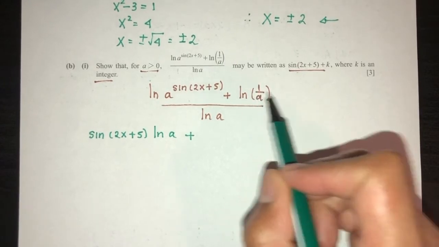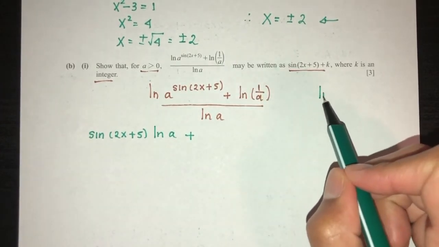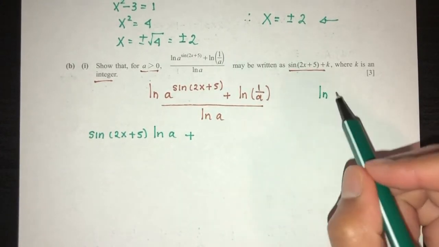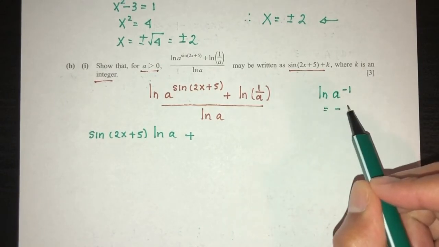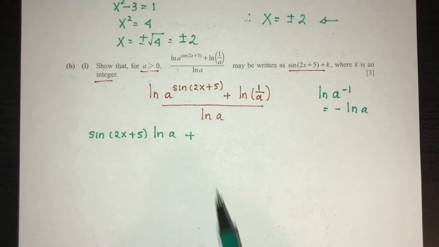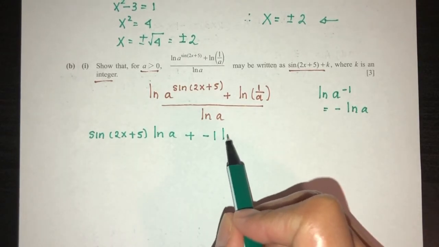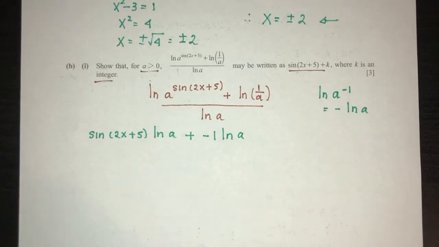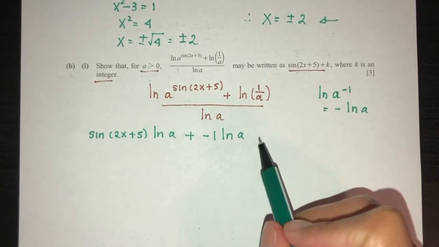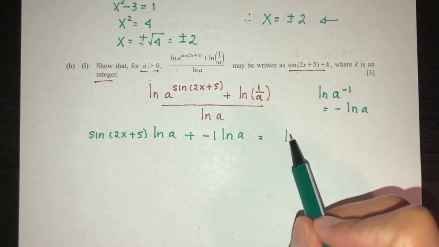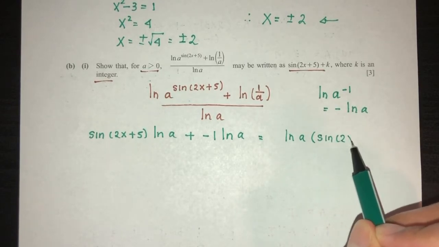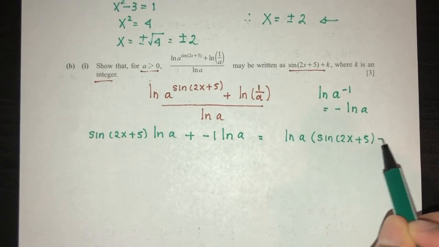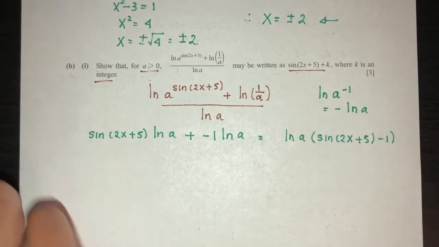Now how about this one? I can rewrite this as ln, we can put the a up. You will have a to the power minus 1, which is equal to minus ln a. So it becomes minus 1 times ln a. Now the next step is we can factorize this. You will have ln a outside, and sine of 2x plus 5 minus 1. That is for the top.